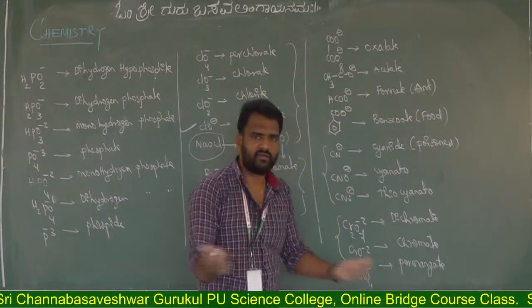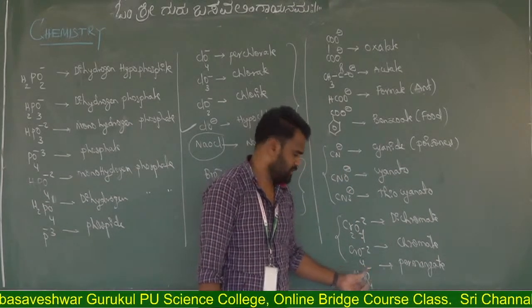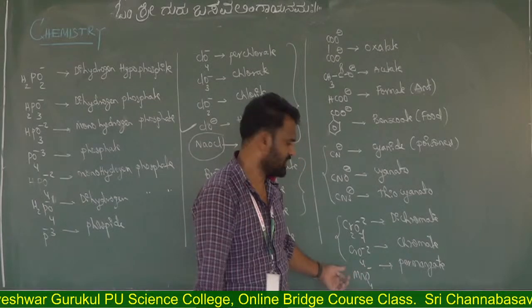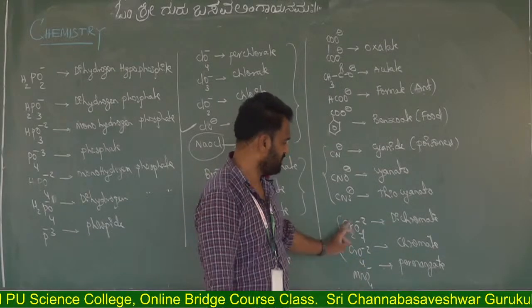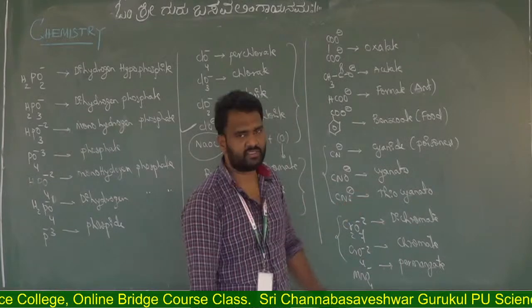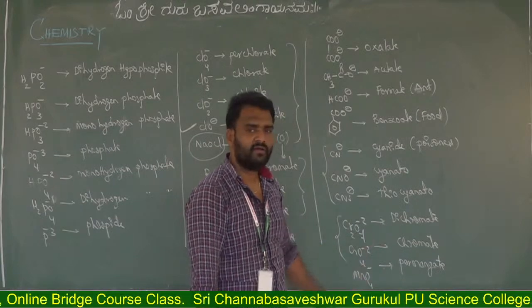Potassium permanganate is an ionic solid. This is a permanganate, MnO4 minus. If you take potassium, its name is potassium permanganate. If you take sodium, its name is sodium permanganate. So permanganates, chromates, dichromates are d-block anions. But here the charge will be on the oxygen only.